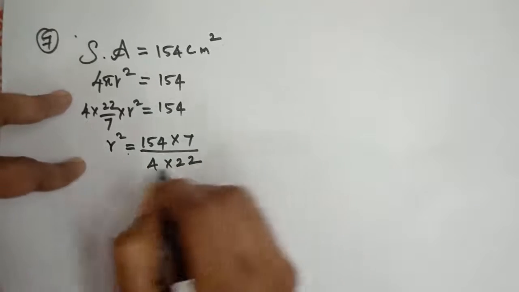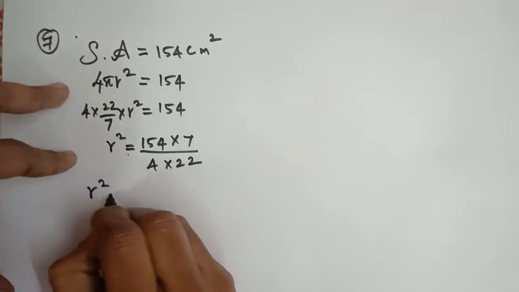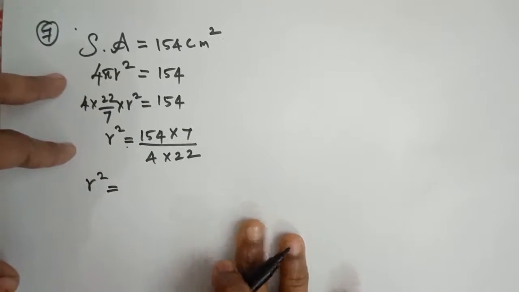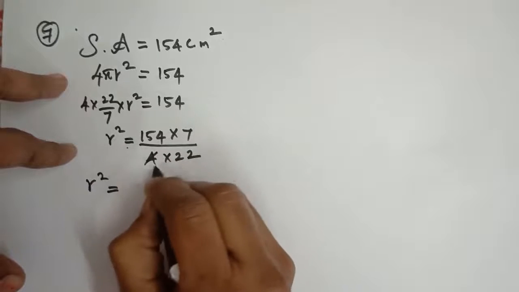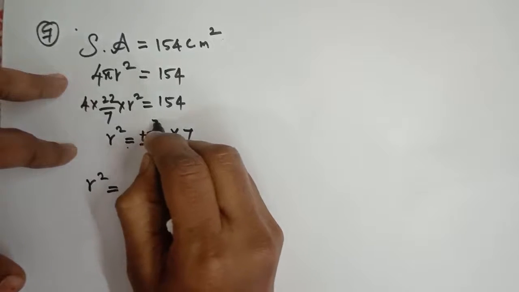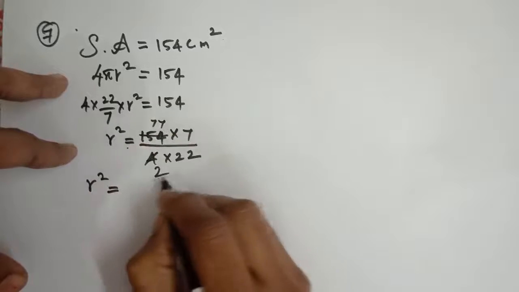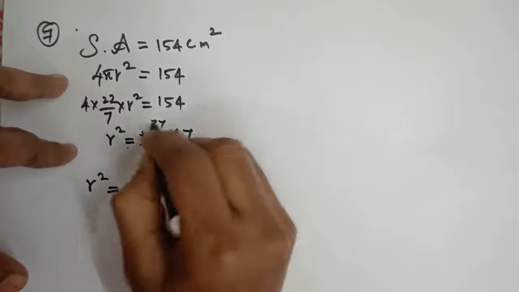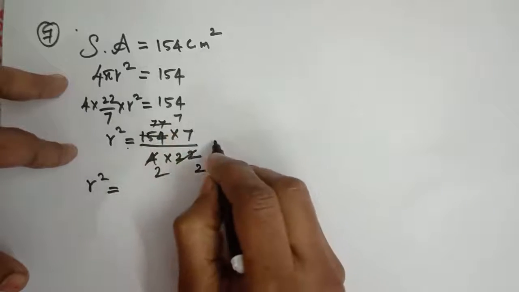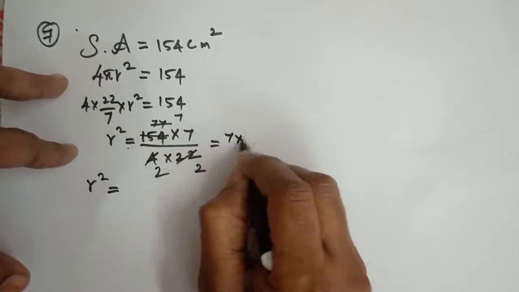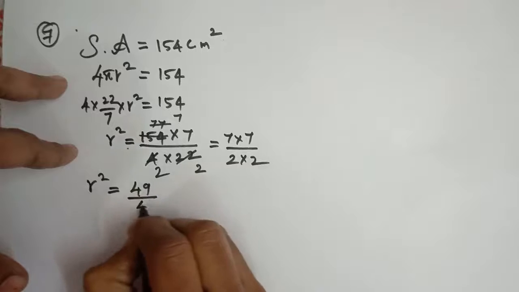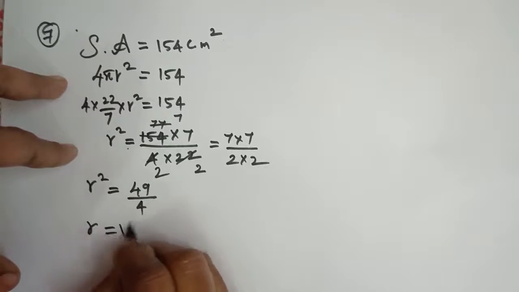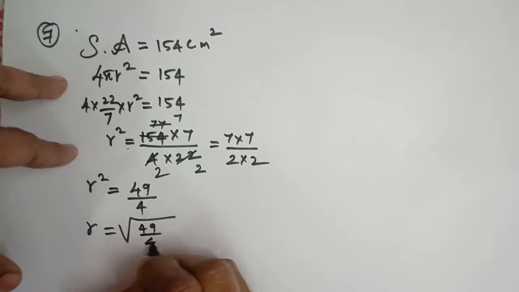Is it clear? Then r squared is equal to, here 2, this is 7 14 7, here 2 11 7 11, that is 7 into 7 over 2 into 2, 49 divided by 4. Therefore r is equal to root of 49 divided by 4.